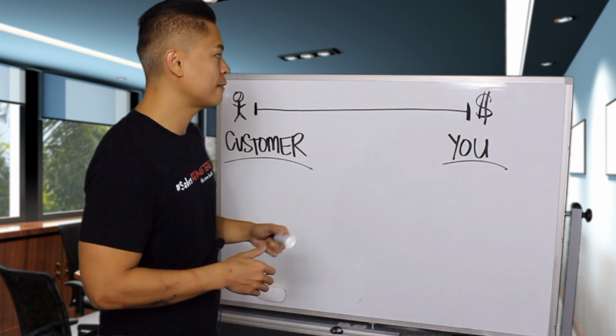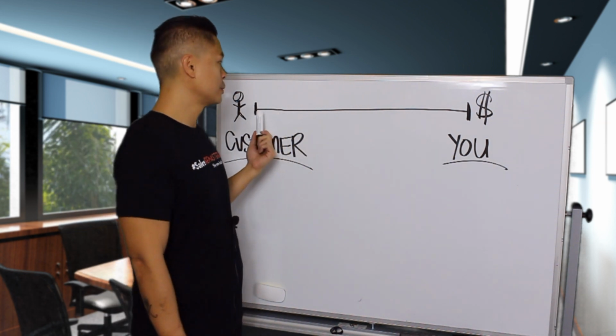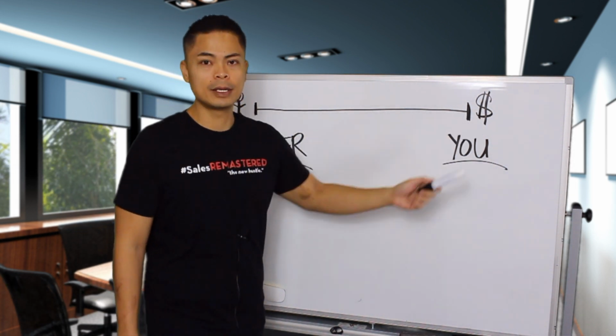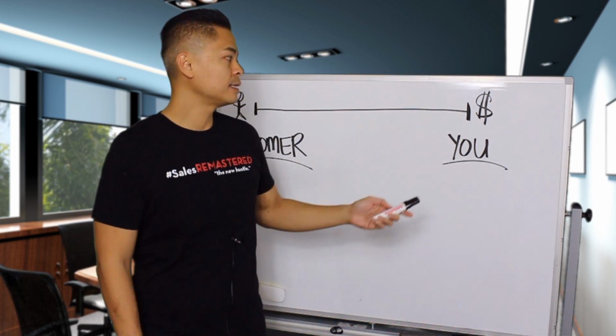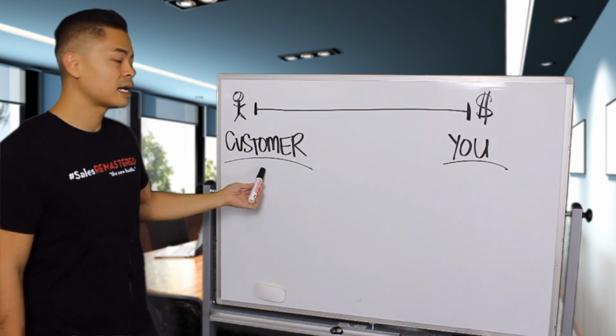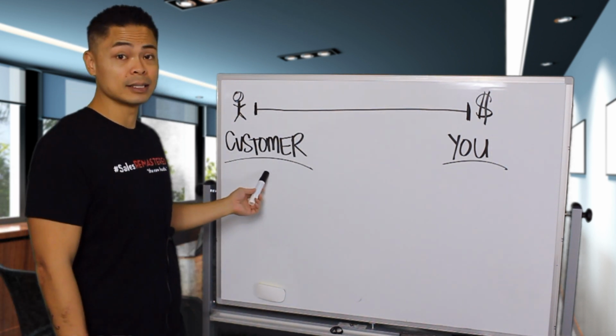So here what I have is, I drew the timeline, or at least the process from the beginning of the sale all the way to the actual sale, which is noted here through the dollar sign. And on this side, I put you as sales, this is us. And then on this side, I put the customer. And this is basically where the customer stands. This is where the customer begins.